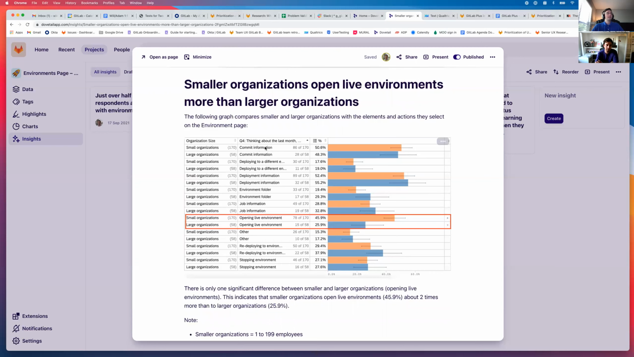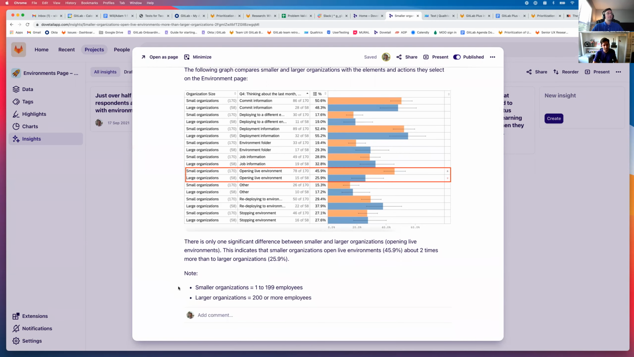And basically the orange and blue bars represent small and large organizations across these different types of actions. So in this case, it's commit information. In this case, it's deploying to a different environment and so on. So the only one that we actually observed a significant statistical difference for was opening a live environment. So small organizations, according to the data, are opening live environments about twice as much as large organizations. And we kind of categorize those groupings here. So smaller organizations were 1 to 199 employees, and then larger organizations were 200 or more employees.